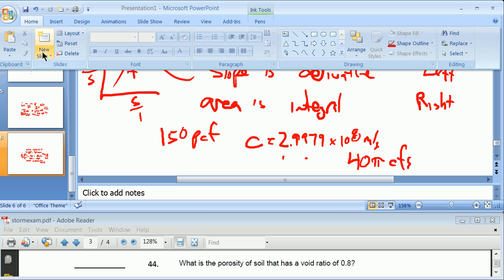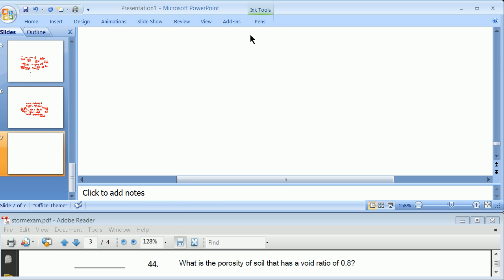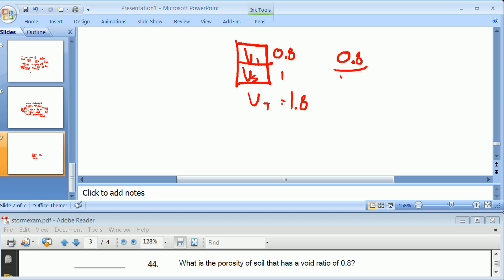This problem is actually pretty straightforward, an easy problem if you visualize with the definition. The definition of void ratio is 0.8. So you have this, the volume of the solids, and the volume of the voids. This is 0.8, this is 1. So the volume total is 1.8. So in fact, the porosity would be 0.8 over 1.8. That is not a difficult problem.